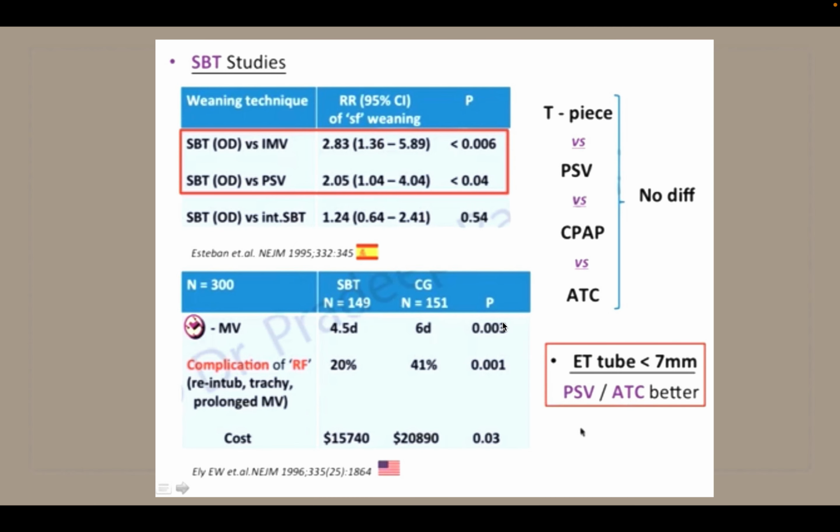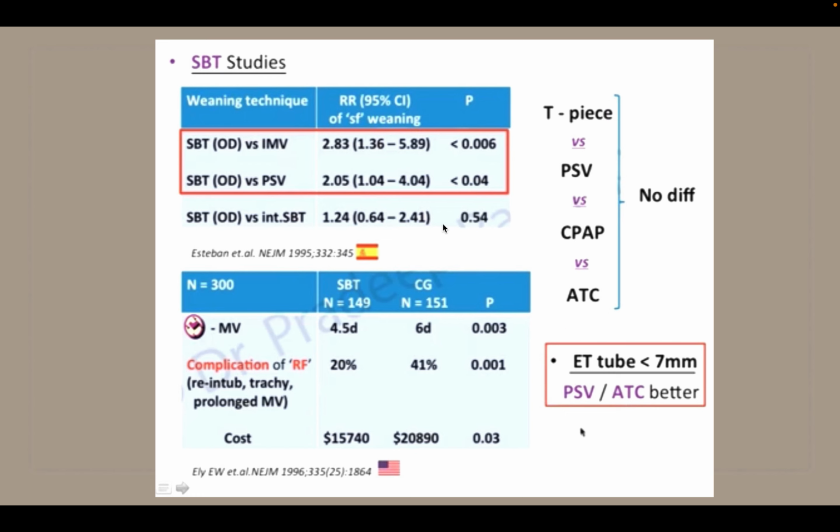So there are a few studies, the SBT studies, as you could see, and they compared the T-piece versus pressure support versus CPAP and the automated trial. They looked at whether any one of these was better, and there was no statistical significance.